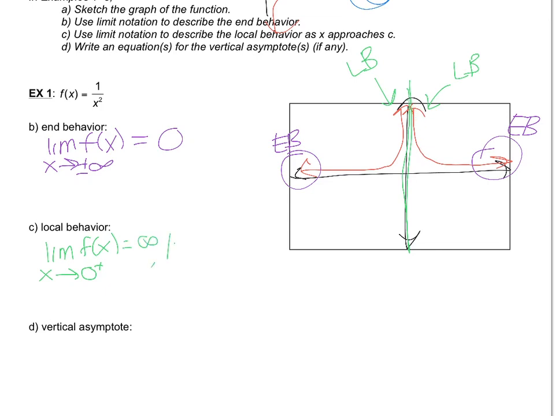Then we're going to describe that local behavior from the other side, or the left, so as x approaches 0 from the left. So we'll put a little minus sign there. And in this case, from the left, it's also approaching infinity.